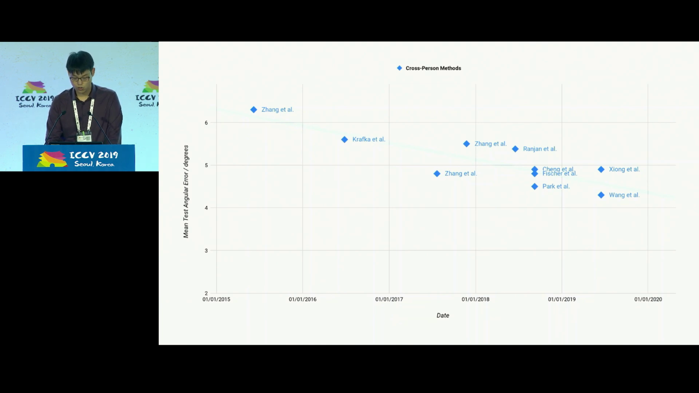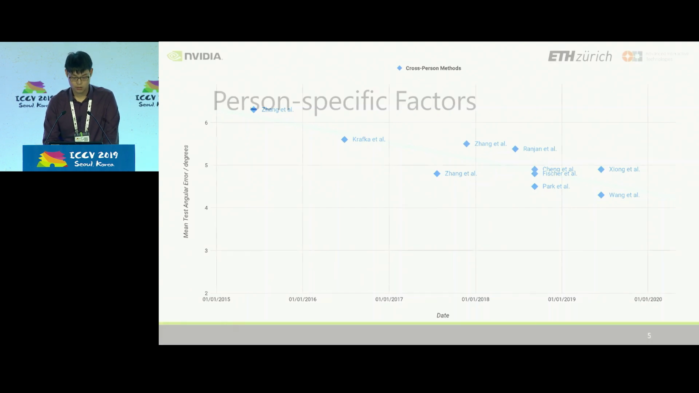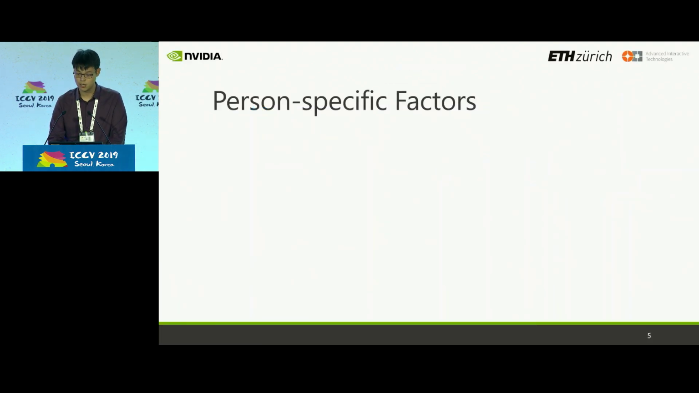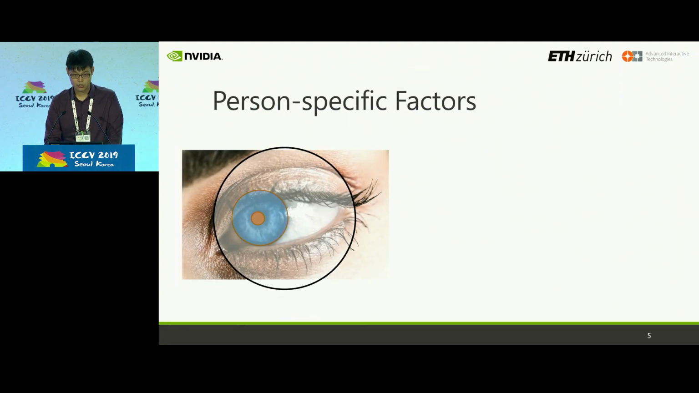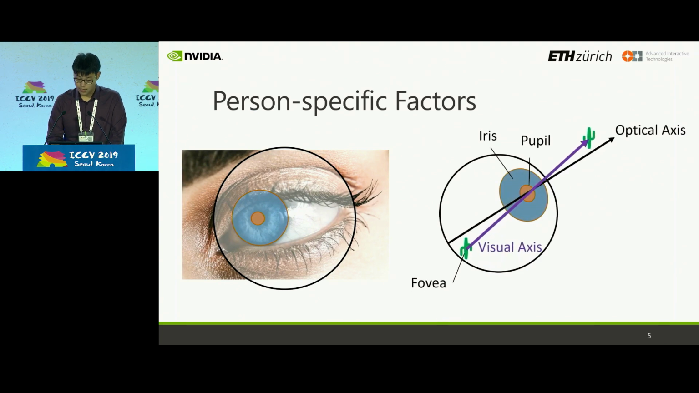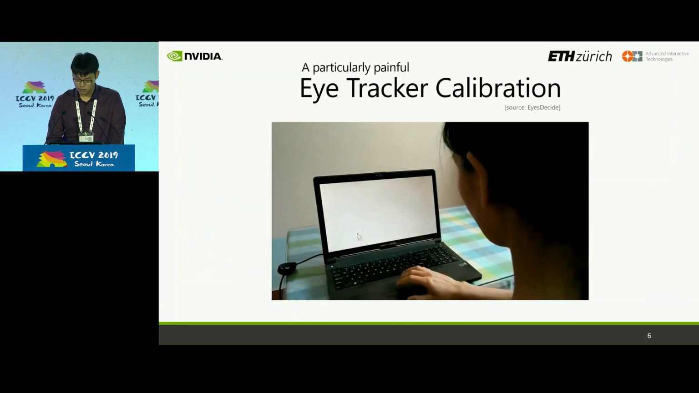To go beyond the performance of these cross-person methods, we must be able to consider the person-specific factors in gaze estimation. For example, the variation in eyeball position and size, and the angular offset between the visual and optical axes in the eyeball. These values cannot be measured from appearance only, and hence usable eye tracking requires manual user calibration.